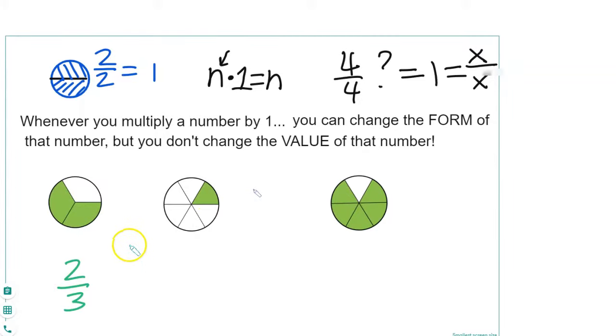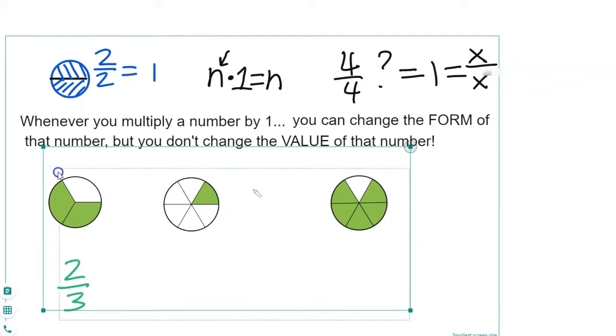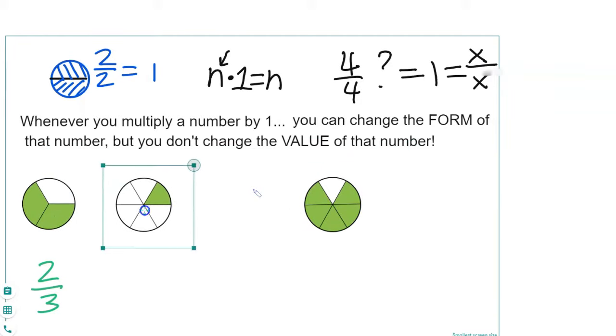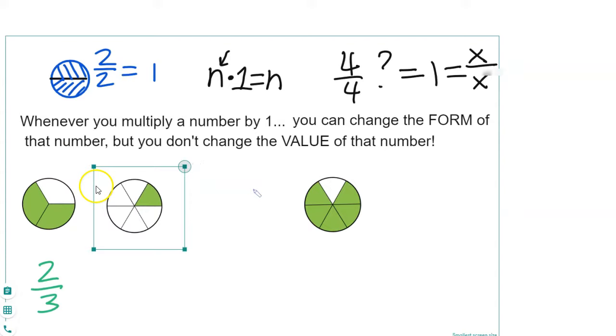2/3, we want to add that to what? Like we were just doing. To 1/6. Yes, we want to add that to 1/6. Okay, so this is now 1/6, right? Good with that so far.